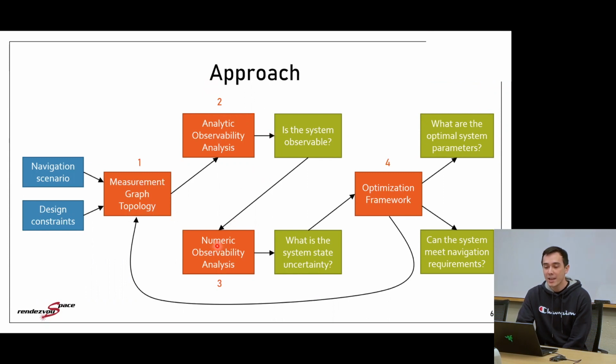We then do a numeric observability analysis, which is a little more detailed in terms of what we can actually expect our state uncertainty to be. And we feed all this into some kind of optimization framework to try and get optimal system parameters and to say, can we meet our navigation requirements with an angles-only system?